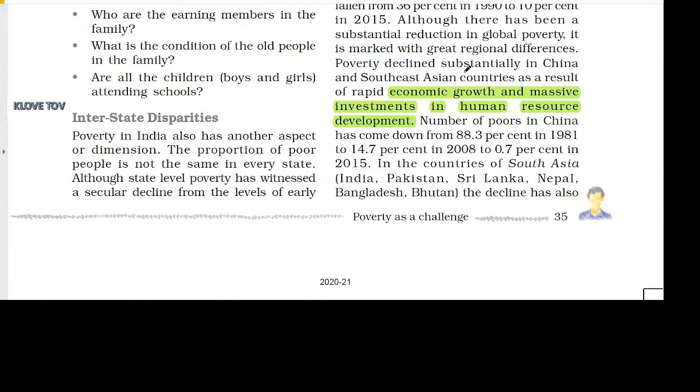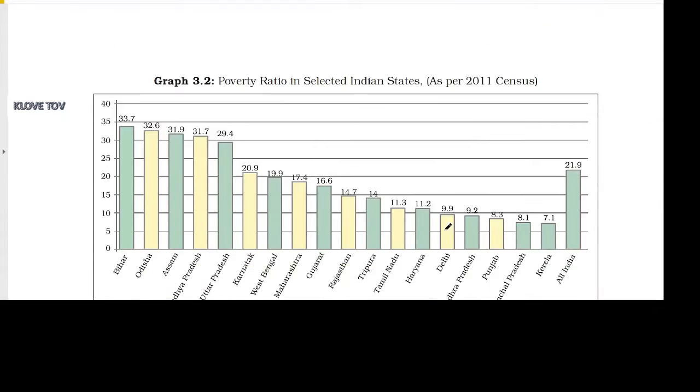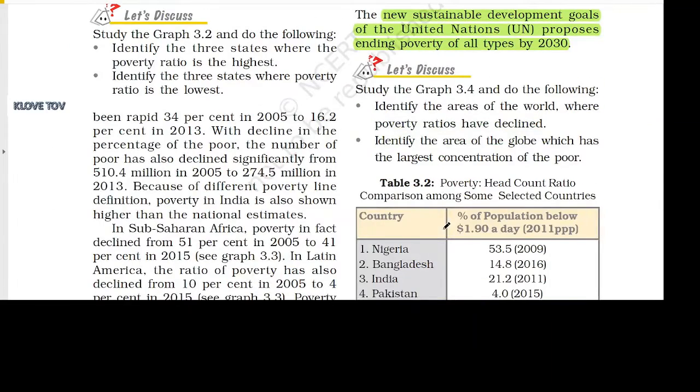Poverty declined substantially in China and Southeast Asian countries as a result of rapid economic growth and massive investments in human resource development. The number of poor in China has come down from 88.3% in 1981 to 14.7% in 2008 to 0.7% in 2015. In the countries of South Asia, India, Pakistan, Sri Lanka, Nepal, Bangladesh, Bhutan, the decline has also been rapid.